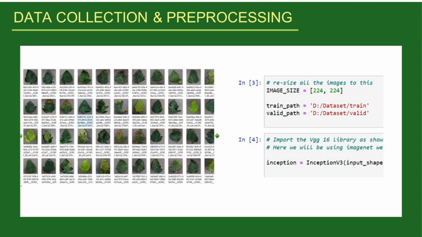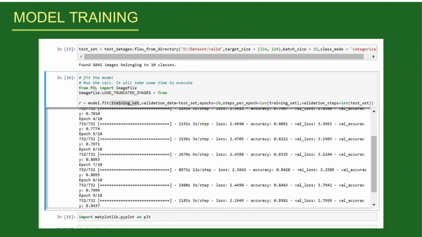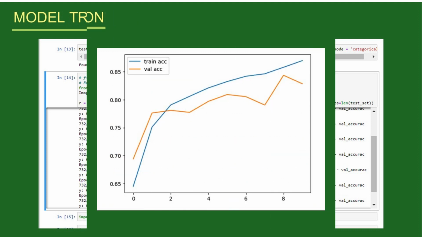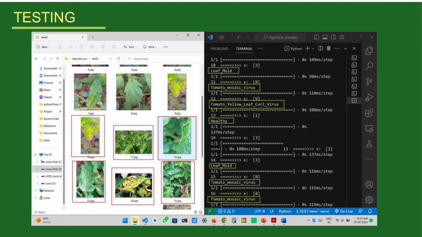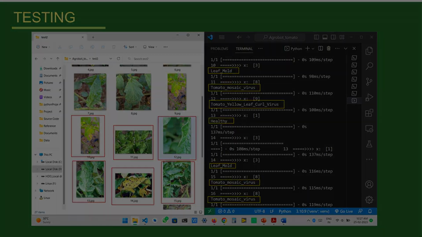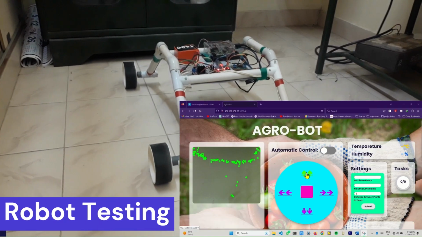The second step is to pre-process the images by resizing, normalizing, and converting them to a suitable format. The third step is to train a convolutional neural network on the pre-processed dataset to learn to identify the patterns in the healthy and diseased leaves. The fourth step is to validate the CNN's performance on a separate set of images to ensure it can generalize to new images. And the final step is to test the trained CNN on a new leaf image to identify the diseases present. Now let us see the testing of the robot.